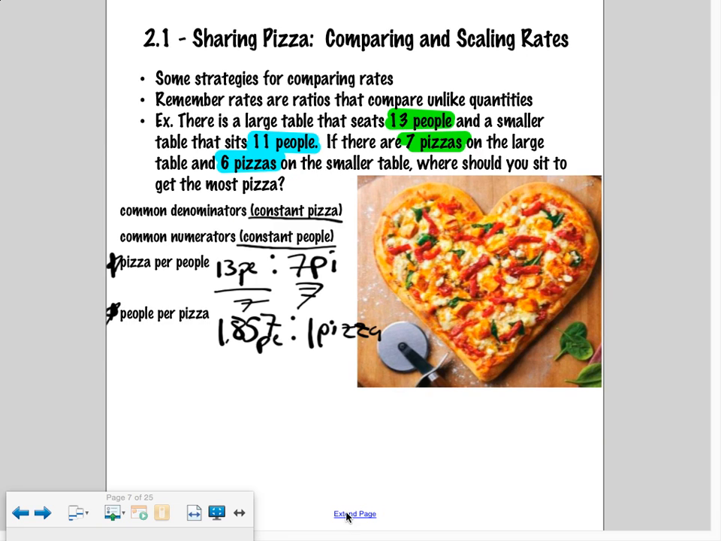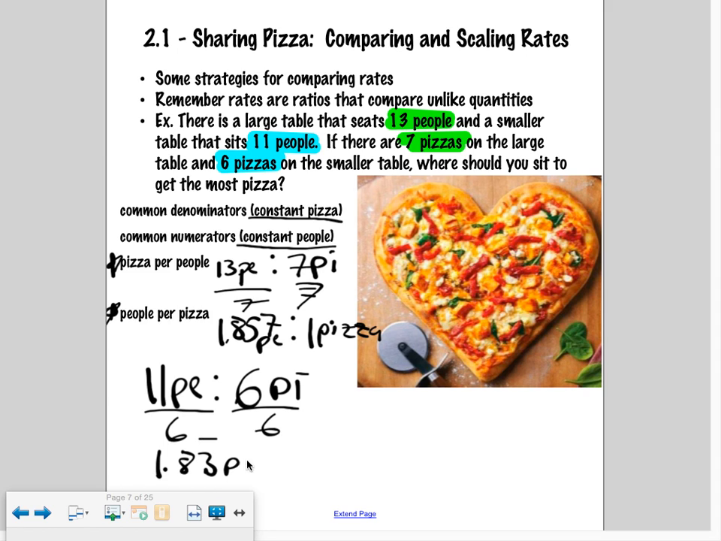All right, on the other hand, if we have 11 people for 6 pizzas, if you divide both sides by 6, you get 1.83 repeating people who share 1 pizza. So here we want to pick the one that has a fewer amount of people. So in this case, the small table with 11 people will give you more pizza because 1.83 repeating is smaller than 1.857. So we could have also found the opposite unit rates.